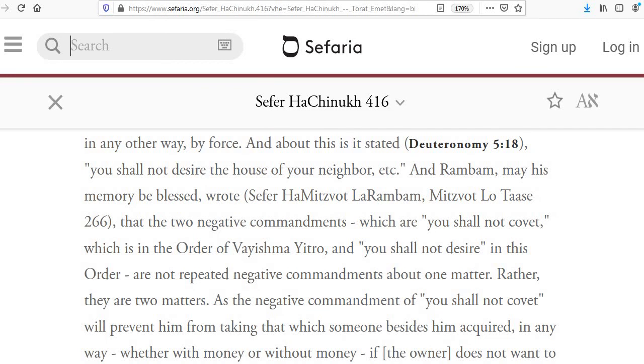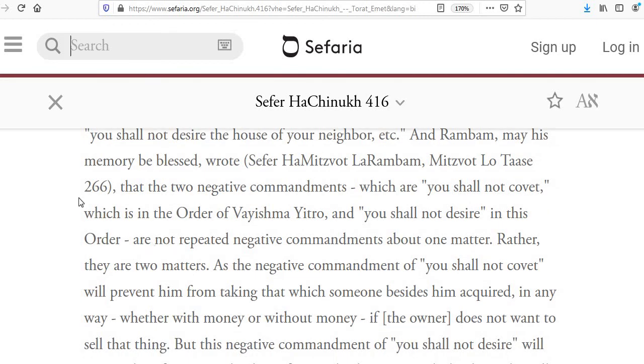And Rambam wrote that the 2 negative commandments, which are you shall not covet, which is in the order of Vayishma Yitro. In the order of Vayishma Yitro, who is Jethro. So we saw one of his 7 names was quoted at the very beginning of this paragraph, and here is Jethro, just happens to show up.